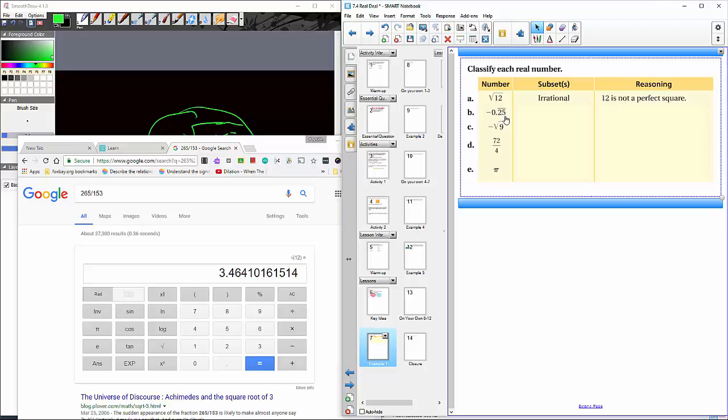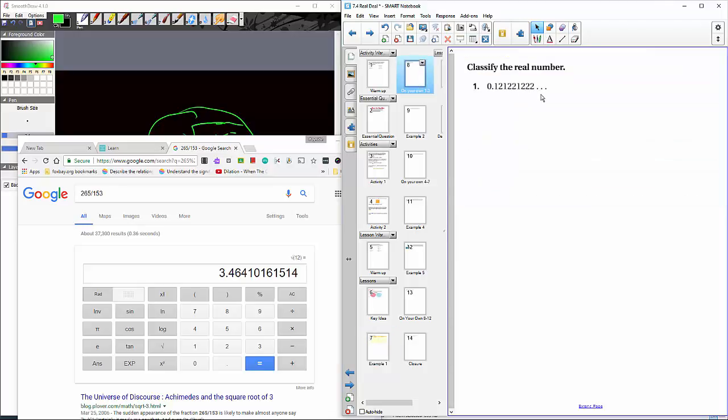This one here, it repeats, right? So if a number repeats, this is called a rational number. And the reason why it's rational is because it either terminates or repeats, and that is rational. This one here, negative square root of 9 is an integer. And the reason why it's an integer is because this is a perfect square, and it's a negative. So it's got to be a rational number. And there it is. 72 divided by 4 is a natural whole number, because it equals 18. And then pi is irrational, because it goes on forever.